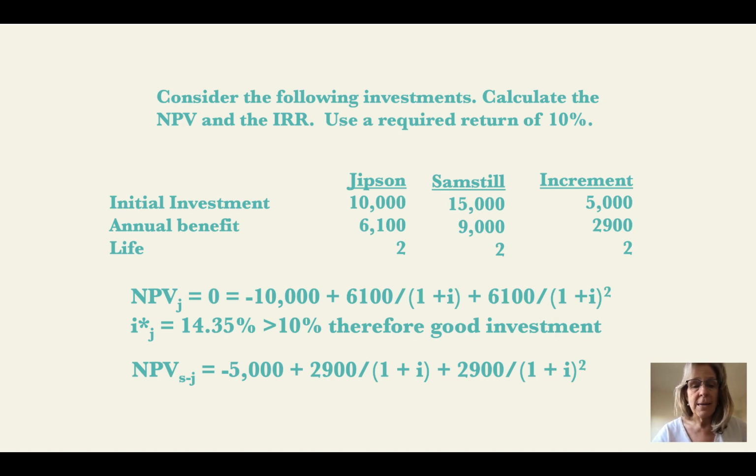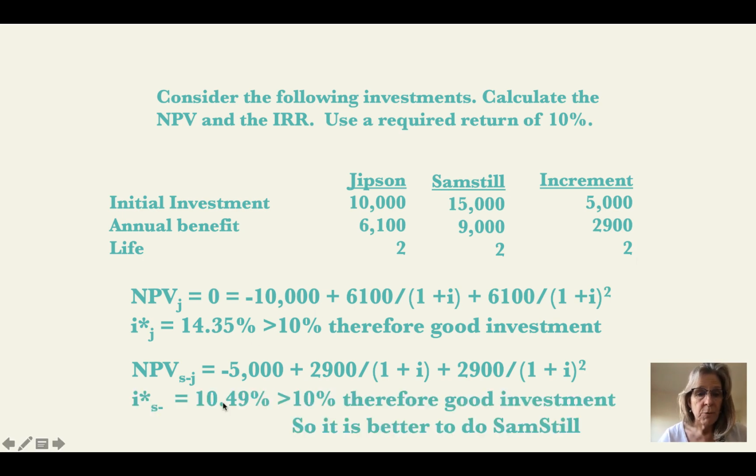So what we're doing here is asking ourselves, if we invest an extra $5,000, which is the difference between this and this, how much more cash flow am I getting? And that's 2,900, which is 9,000 minus 6,100, 2,900 in both years. So the question now becomes, what is the internal rate of return on this increment, which is 5,000 with $2,900 in 2 years? And the rate of return is 10.49%, which is greater than 10%. Therefore, this increment is a good investment.